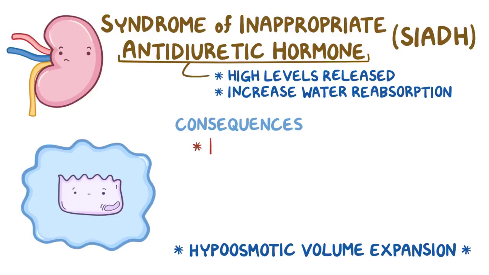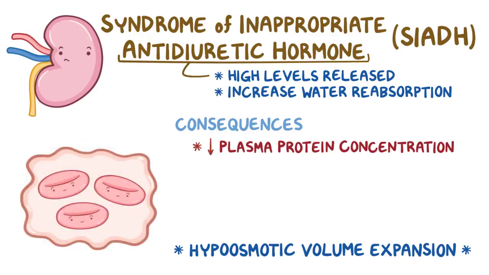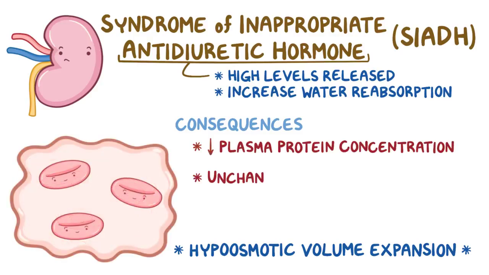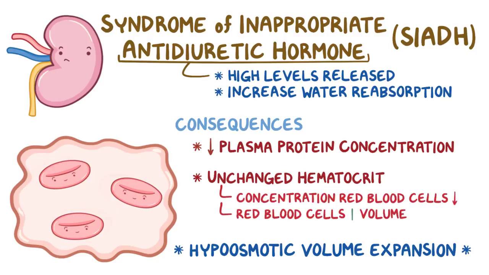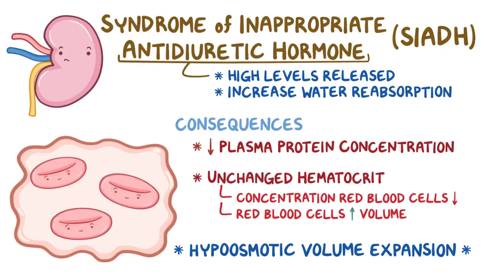Consequences include a decrease of the plasma protein concentration due to dilution, and no change in hematocrit due to the concentration of the red blood cells decreasing from dilution, but red blood cell volume increasing because water has moved into them.